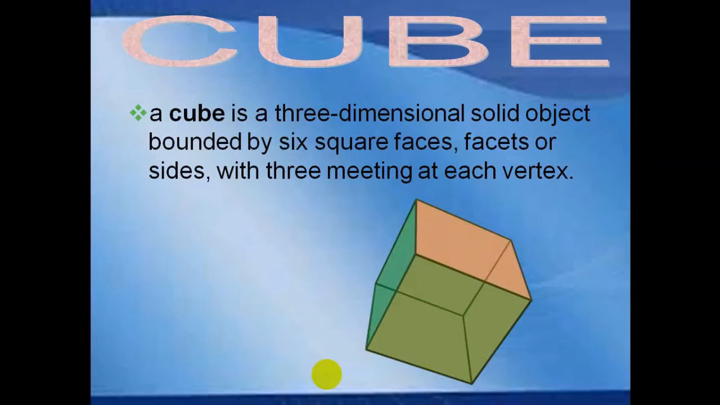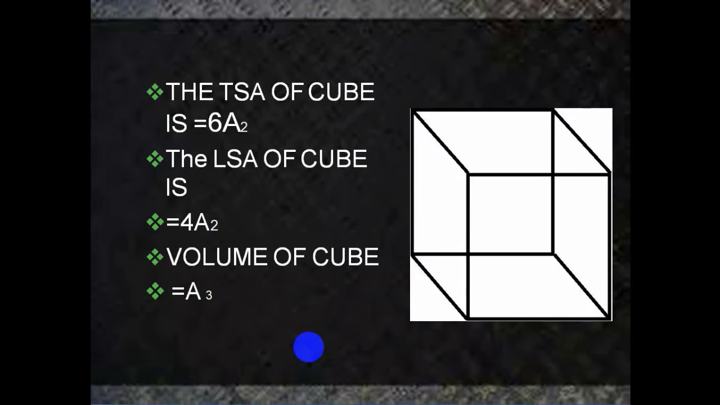Now, cube. A cube is a three-dimensional solid object bounded by six square faces or sides with three meeting at each vertex. This is the cubic shape you see over here in this figure. So the total surface area of a cube is 6 multiplied by a squared. The lateral surface area of a cube is 4 multiplied by a squared. Volume of a cube is a cubed.